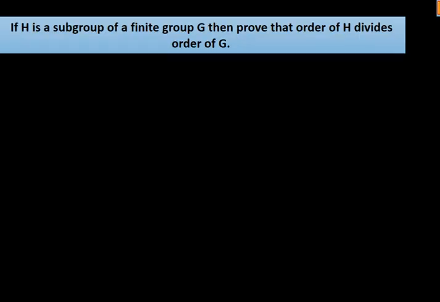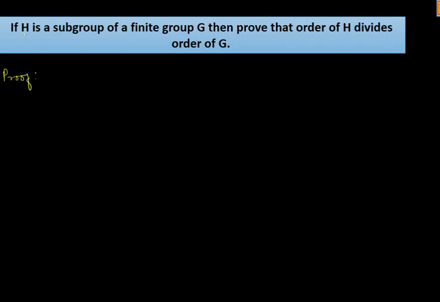So first of all, we see the statement of Lagrange's theorem in abstract algebra. If capital H is a subgroup of a finite group G, then prove that the order of H divides the order of G. So let us prove this theorem. Now we will prove this theorem by using coset theory. So I'll write the proof.